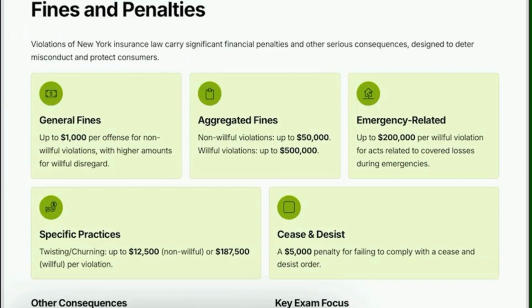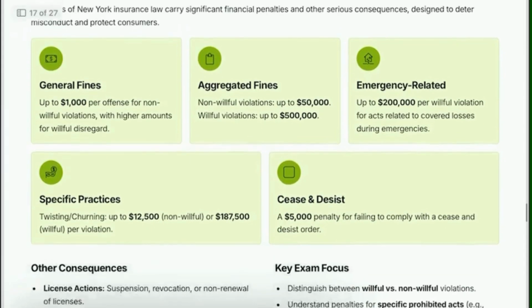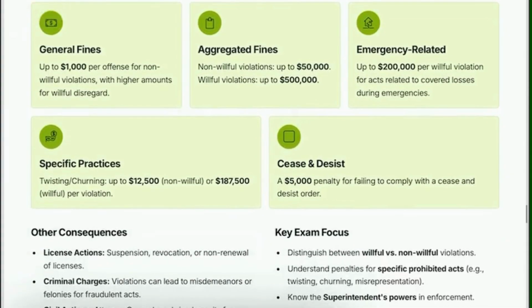So even if you didn't necessarily know what you were doing was wrong, which you should, that's why this is so highly tested on, and that's why you're going through this, because you need to know these things that you are not allowed to do. But even if it was a non-willful violation, you accidentally violated it, you can still be fined up to $1,000 per offense, with higher amounts for willful disregard.